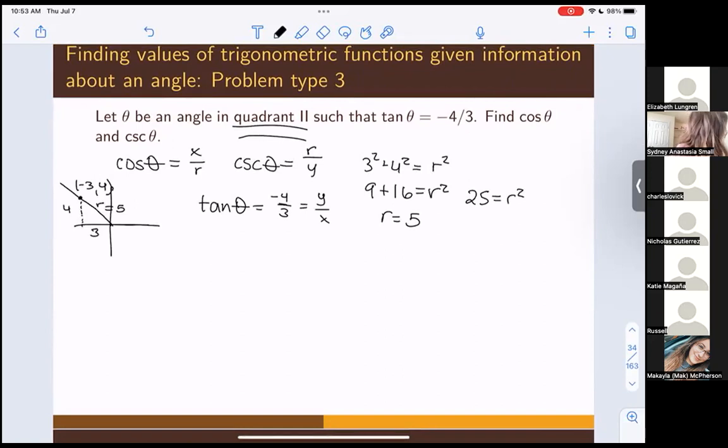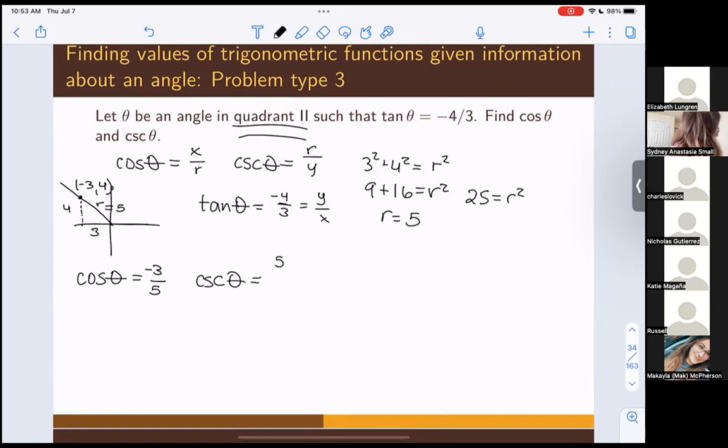We want the cosine of theta, which is x over r. We know that x is -3 and the radius is 5. And then the cosecant of theta is the radius over y. The radius is 5 and the y value is +4.